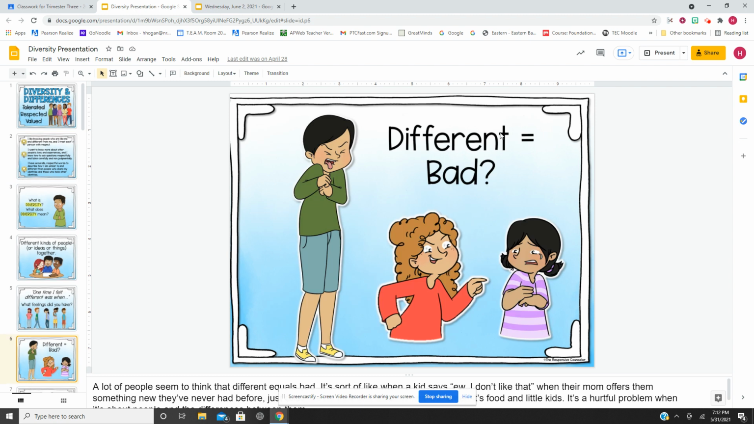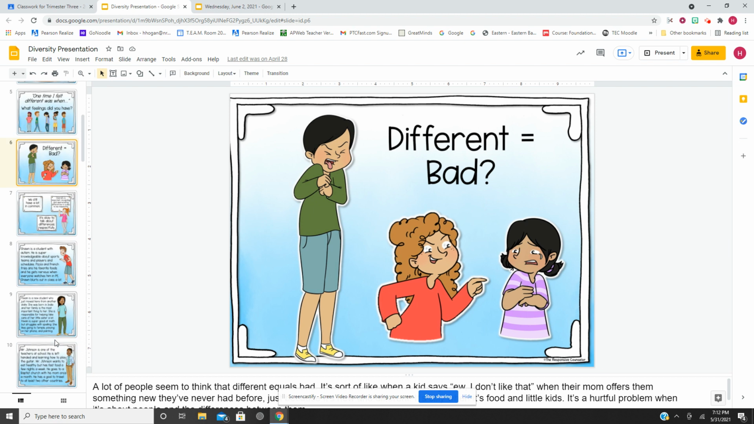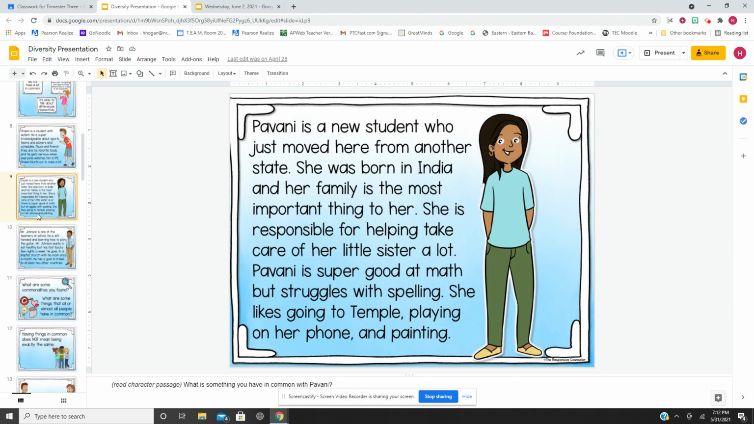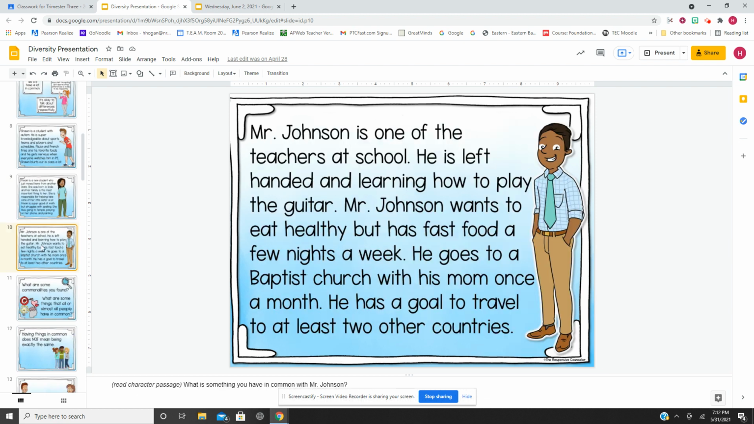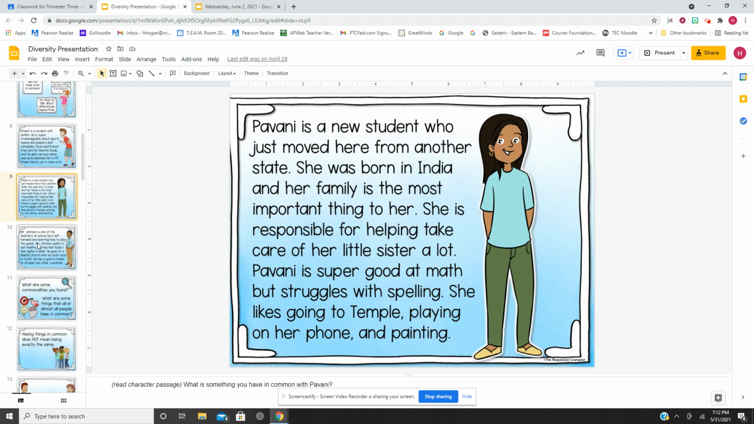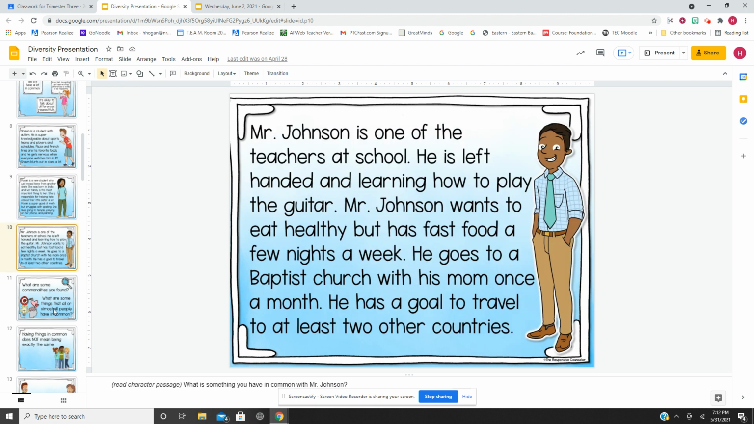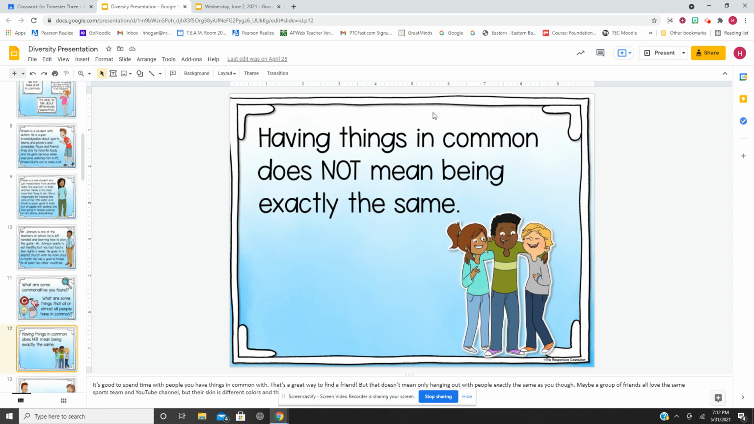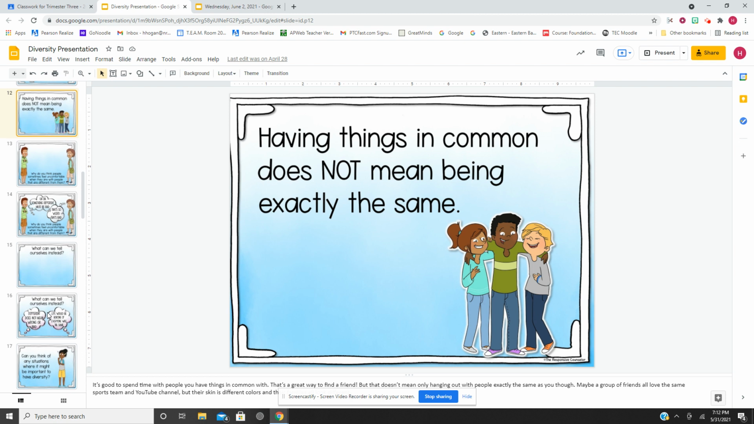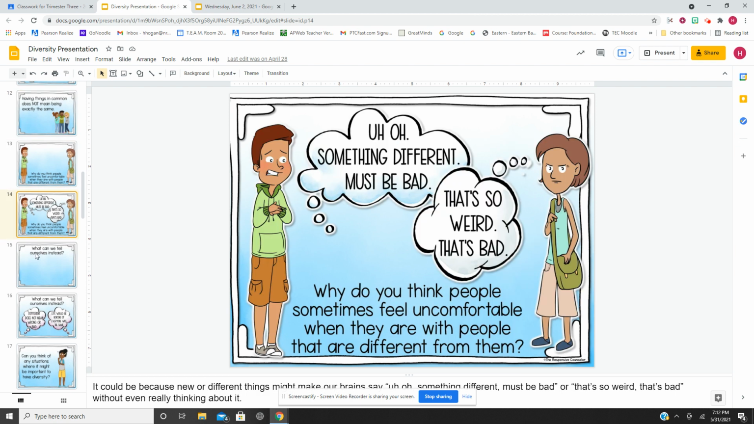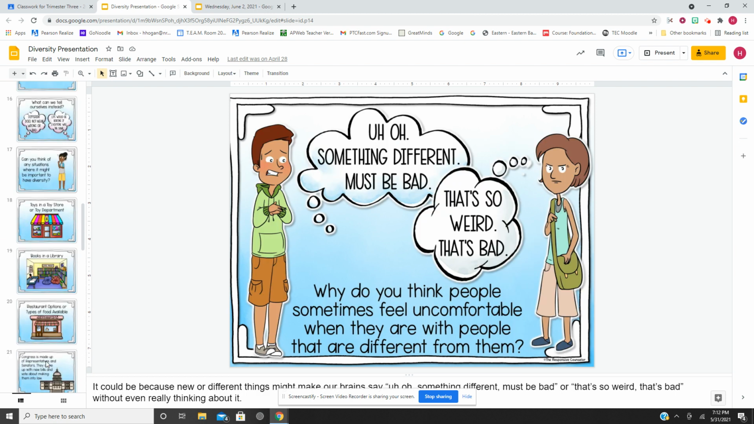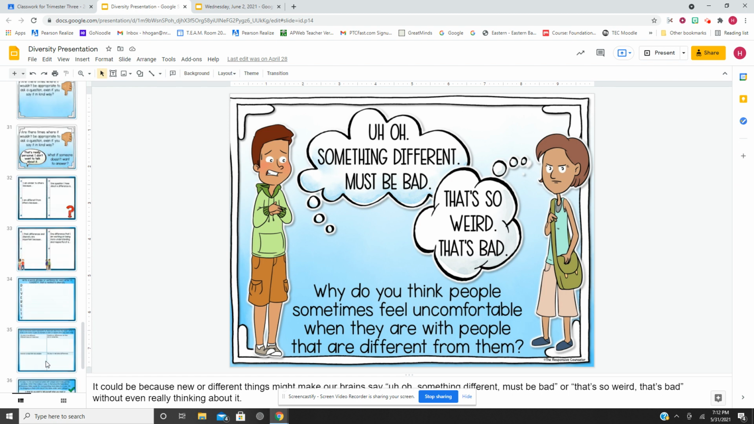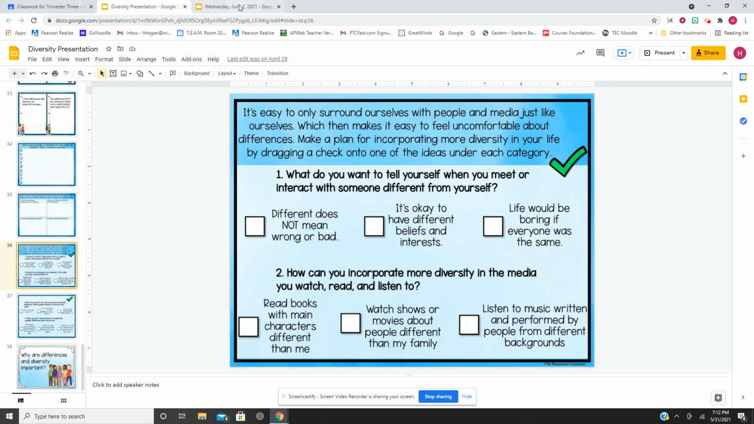So different is not bad because that can make people feel bad about themselves. So we have different scenarios about Sean, Pavani, Mr. Johnson. What commonalities did you find? And having things in common does not mean being exactly the same. Okay, and we have some different scenarios for that too. Okay, so we have a lot of things to talk about and answer.